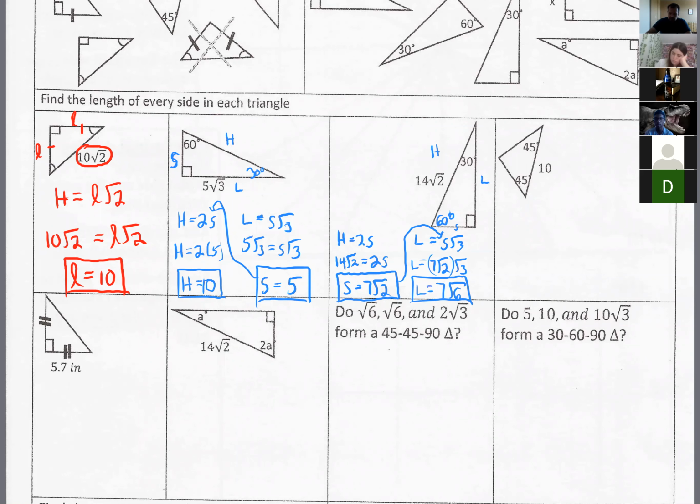Okay, for this next one, this is your 45, 45, 90. So I'm going to go back to red. That means it just has 2 legs. You don't have a short leg and a long leg because both legs are the same length for a 45, 45, 90. So once you solve for one of the sides, you solve for both.